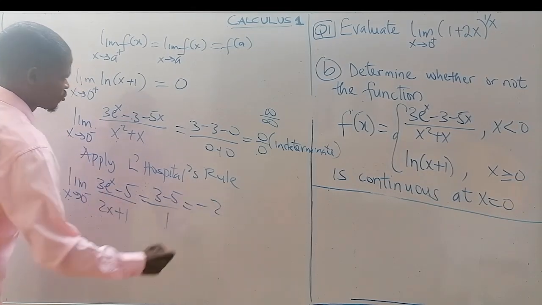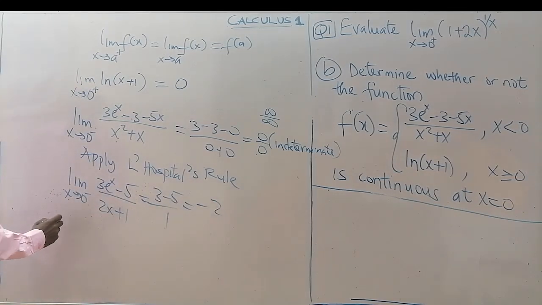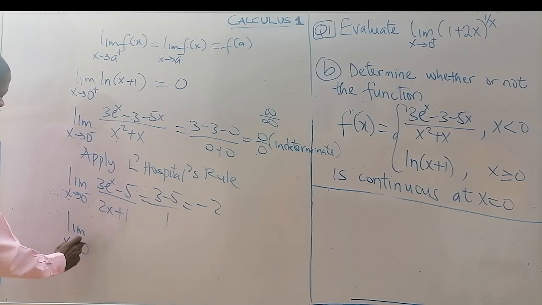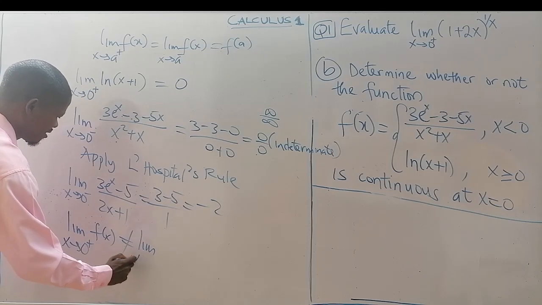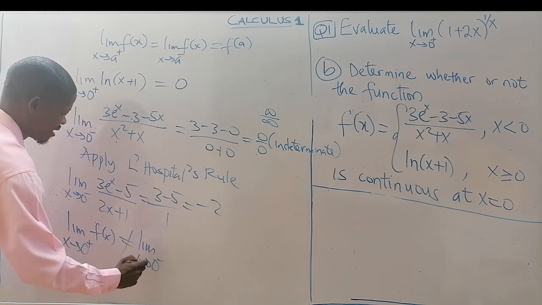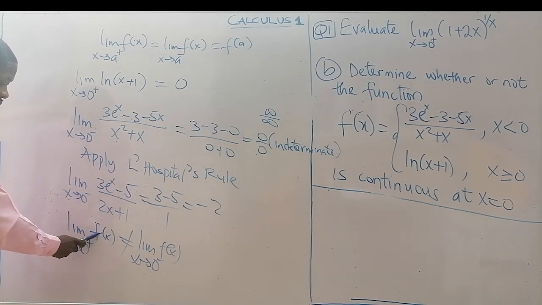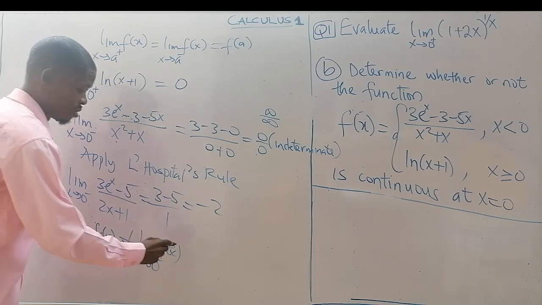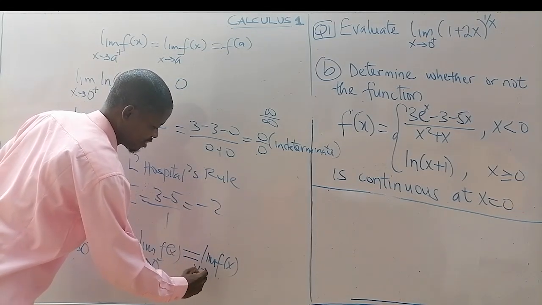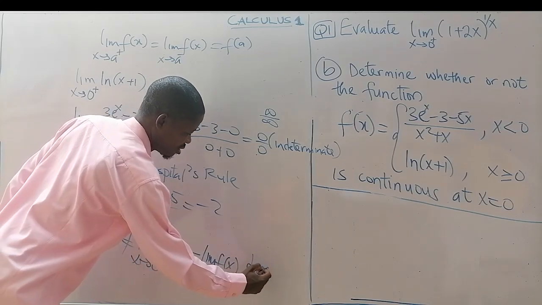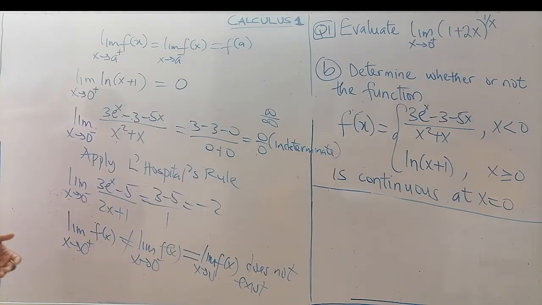And that's minus 2. So we now realize that the limit as x tends to 0 positive is not equal to the limit as x tends to 0 negative. The right hand side and the left hand side are not equal. So the limit of f of x as x tends to 0 does not exist. Hence, f of x is not continuous at x equal to 0.